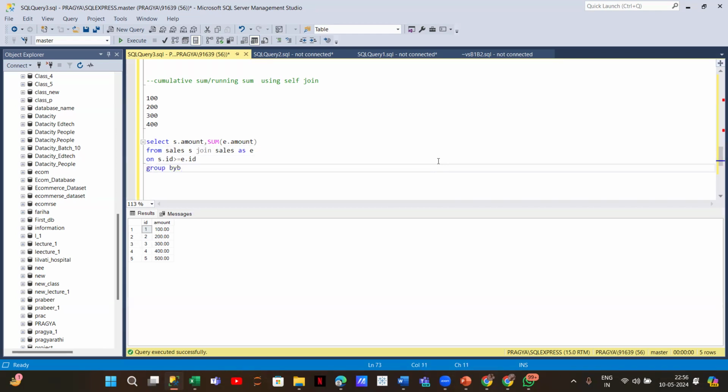Group by is missing. Because we have used a non-aggregate column with an aggregate column. This is my non-aggregate column and I am using an aggregate column with that. So I am using group by. Do I have to use group by if I am using a non-aggregate column with an aggregate column? I told you that it becomes mandatory. Am I right, everyone? And in group by, what will I write? My S dot amount, right?